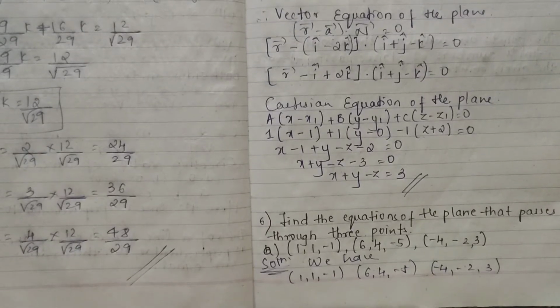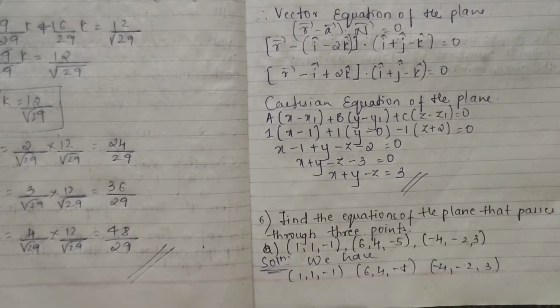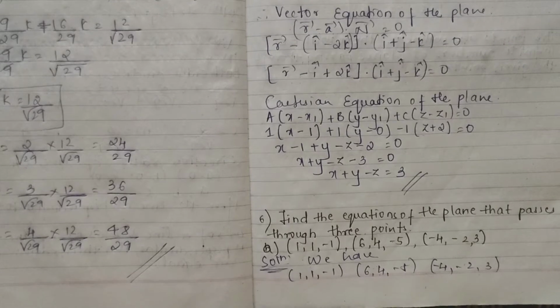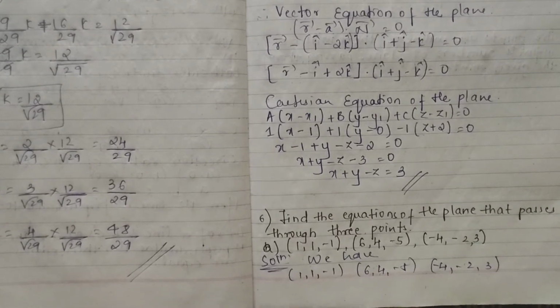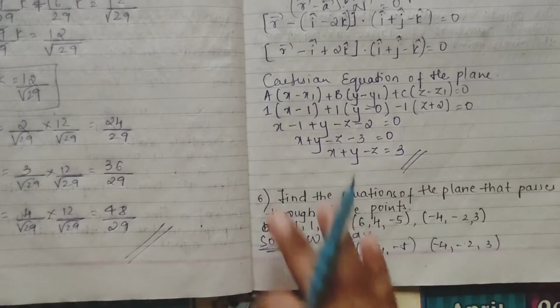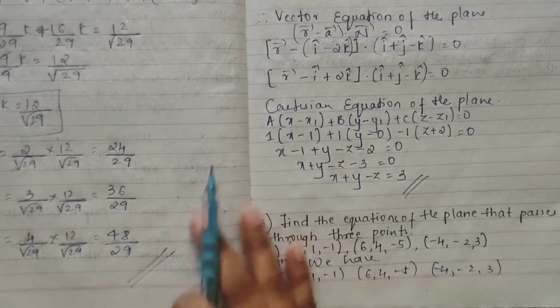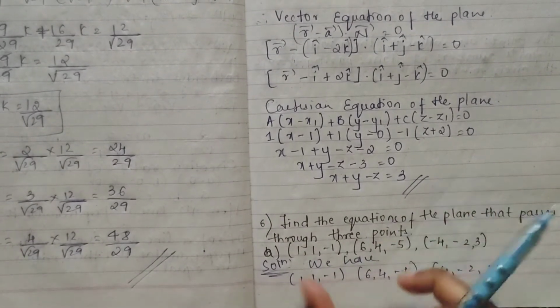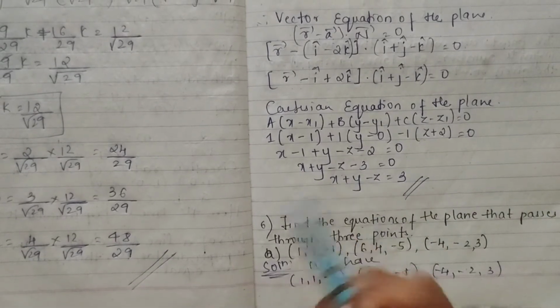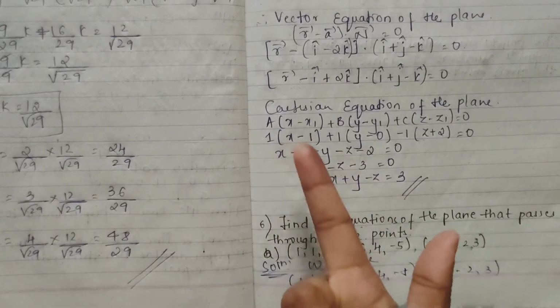Hello students, so we will proceed with our next problems, continuation of our exercise 11.3 itself. Okay, so the sixth question: find the equations of the plane that passes through 3 points. We have already done this. They are asking for equations, so obviously you have to find the vector equation and also the Cartesian equation.